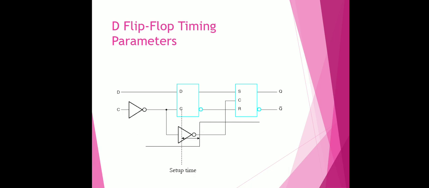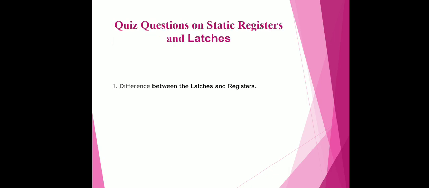D flip-flop timing parameters also change according to the rising edge of the clock until the input signal occurs. This gives questions on static registers and latches, and the difference between latches and registers.